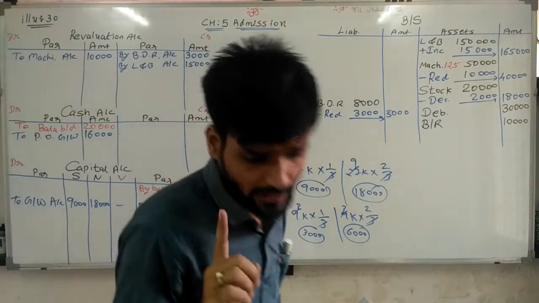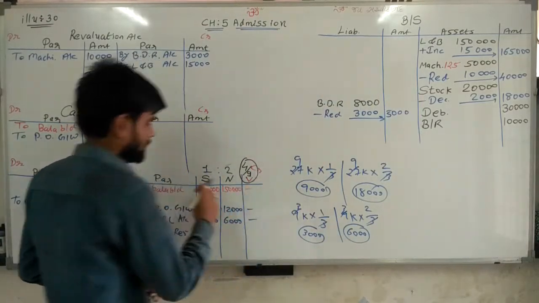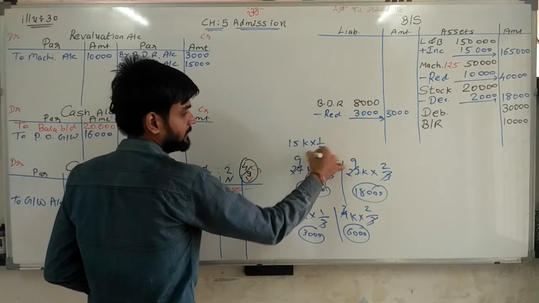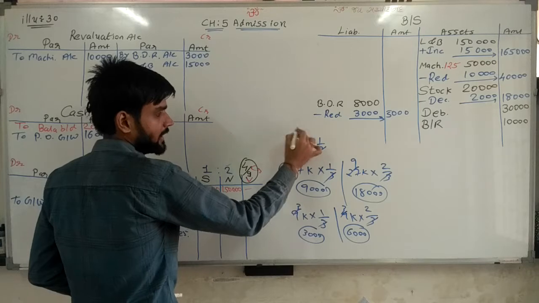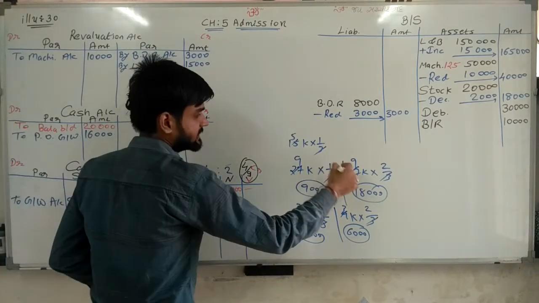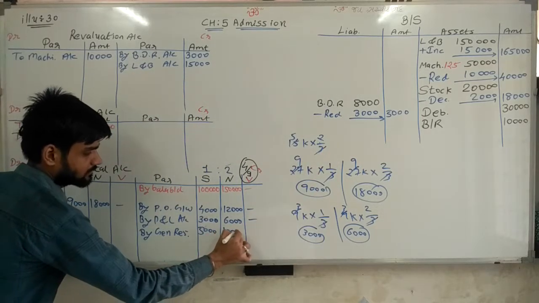So general reserve is given as 15,000. Now again calculating in the ratio 1:2. So 15,000 into 1 divided by 3. 5 threes are 15, so 5,000. And in the same way, 2 divided by 3 gives 10,000.